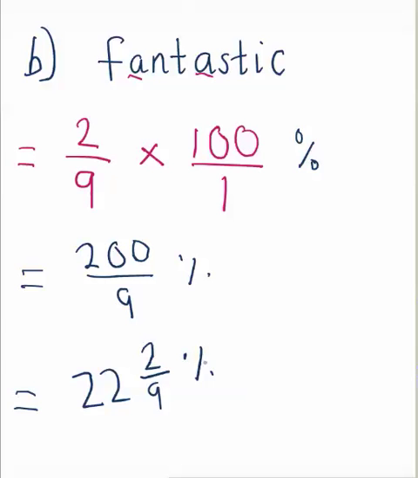If you put this in your calculator, you would have gotten 22.2222%, so you could have had that as your answer as well. And either one is fine because the question didn't specify to have it in fraction form or decimal, but you should know how to write it both ways.